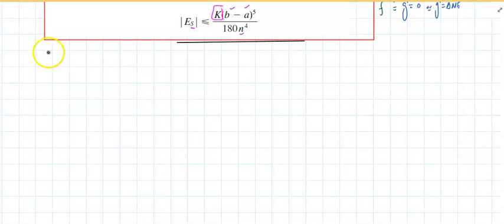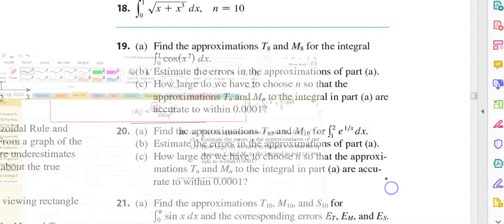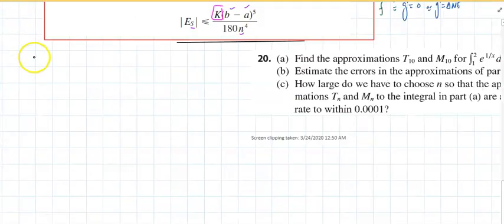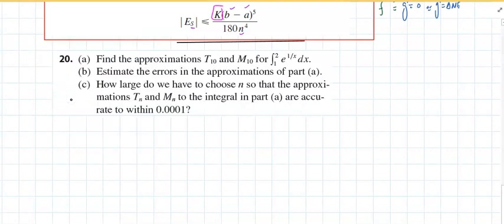I'd like to look at a problem, and I want to look at problem number 20. And here we are. Part A: find the approximation using tensor intervals on this integral. We're not going to do A, we already did A, kind of like the previous problem.